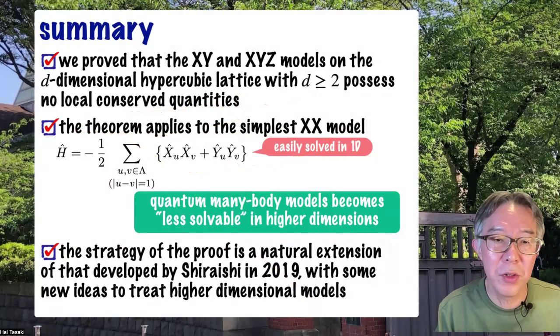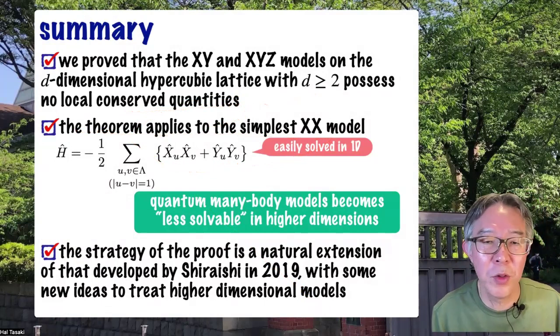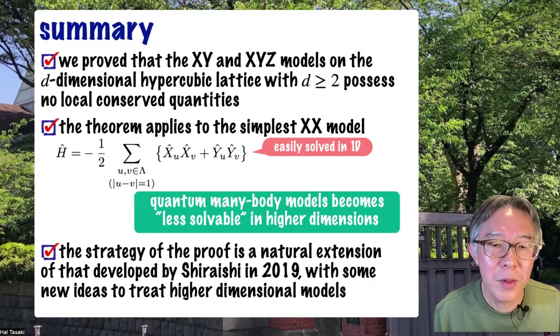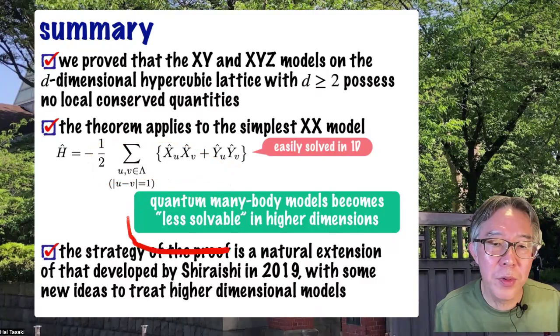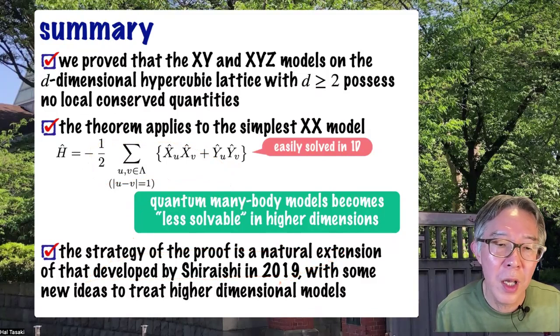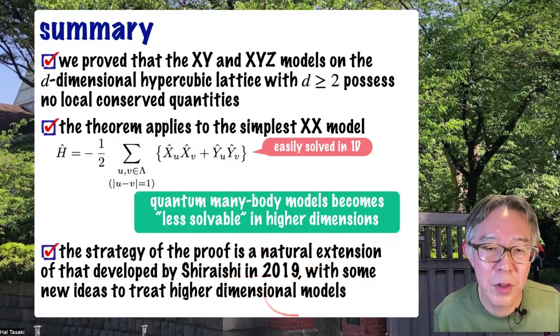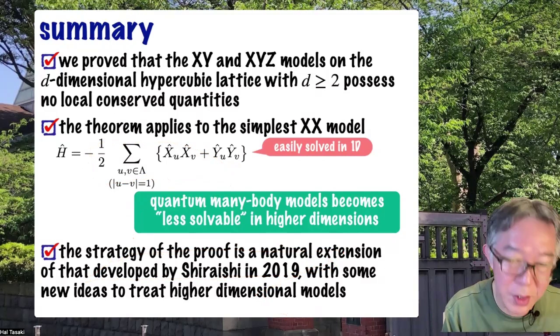In one dimension, this is very easily solvable. So this is an exactly solvable model, 101. But if you go to two or higher dimensions, even this very simple model becomes non-solvable. And this justifies our intuition that quantum many-body models become less solvable in higher dimensions. And the strategy of the proof is a natural extension of that developed by Naoto in 2019, with some new ideas to treat higher dimensional models. Of course, we need some ideas.